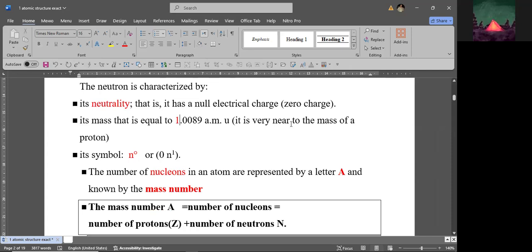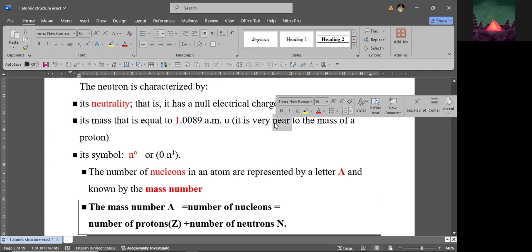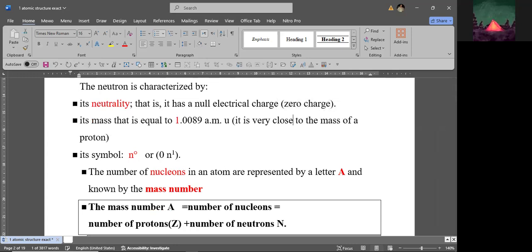Its mass is very close to the mass of a proton. Its symbol is N, 0 or N.